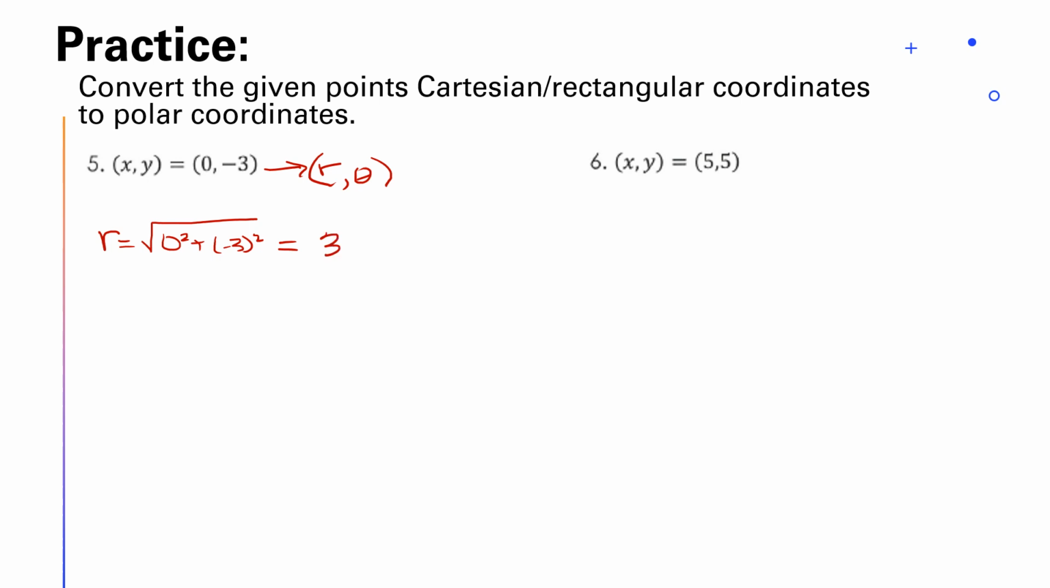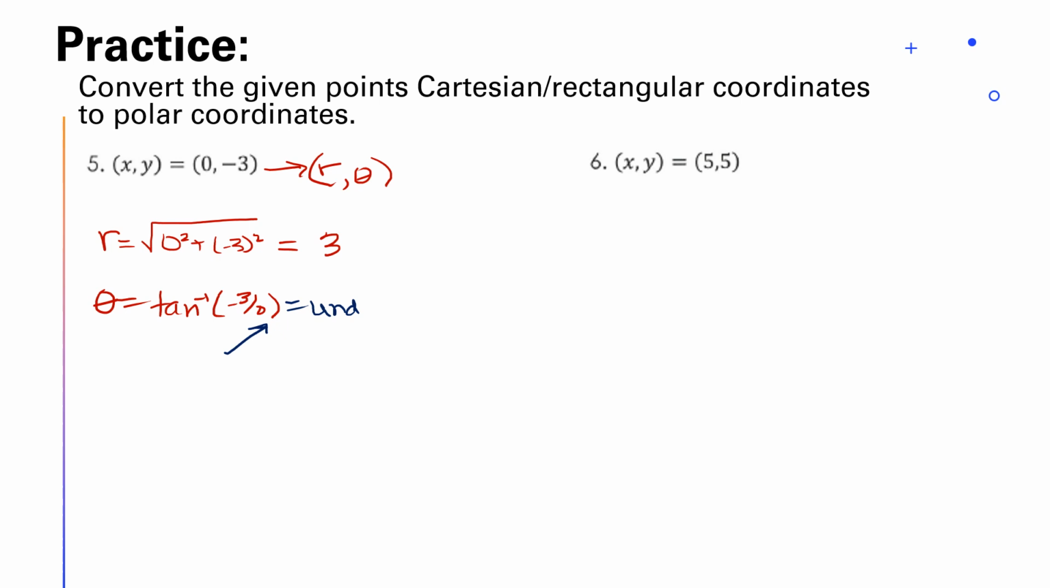Fabulous. All right, when we use our calculator to find theta, we have tangent inverse of -3 over 0, and my red flags totally just came alive. 100%, because you cannot divide by 0. That is undefined. Okay, so what angle do we use?